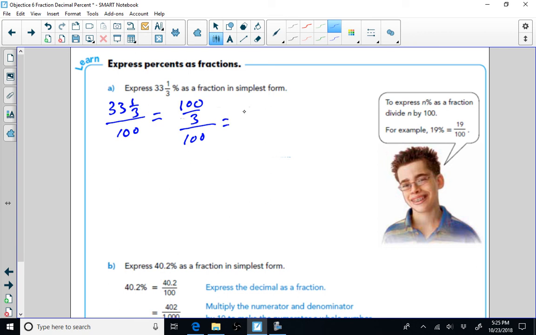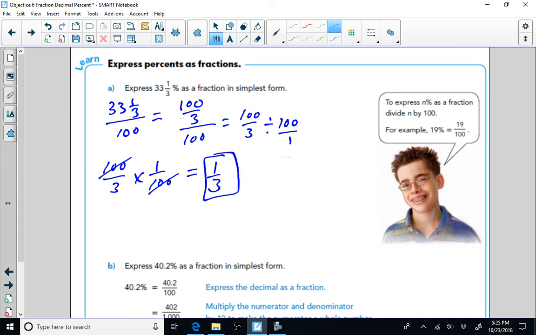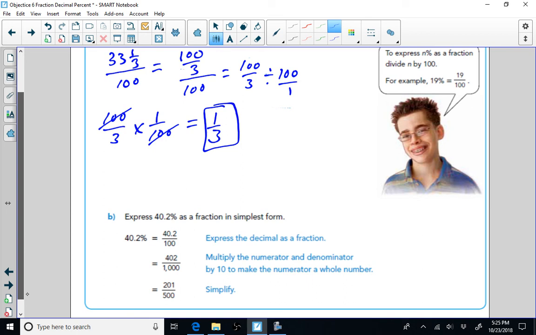But that is the same as 100 over 3, not times yet, same as 100 over 3 divided by 100. That is the same as 100 over 3. We're going to multiply by the reciprocal, so that's times 1 over 100, because that 100 is over 1. I divide out by 100. That's going to give me 1/3 as the fraction that is equivalent to 33 1/3 percent.